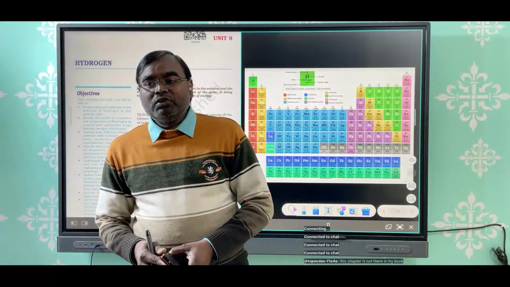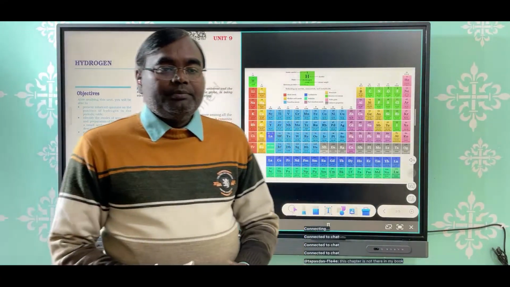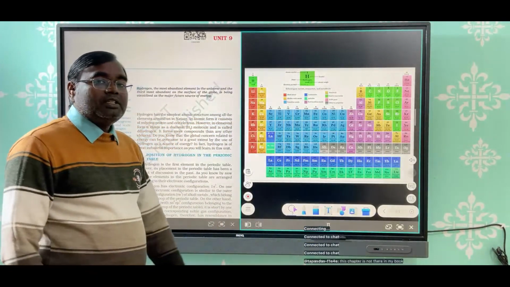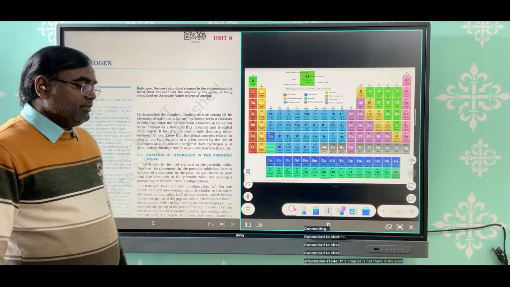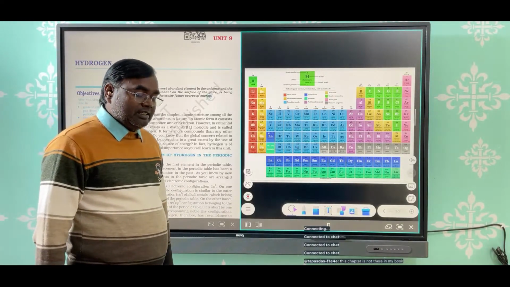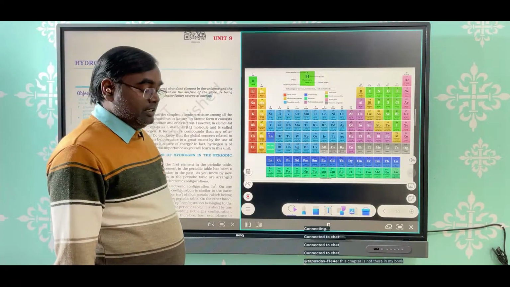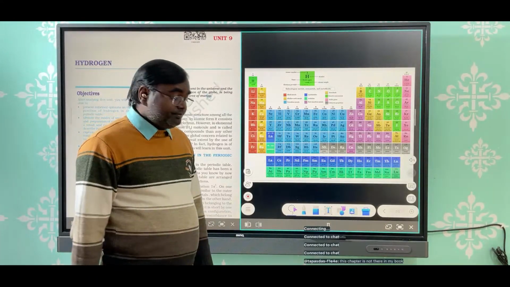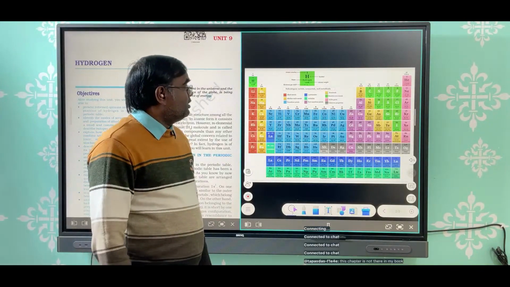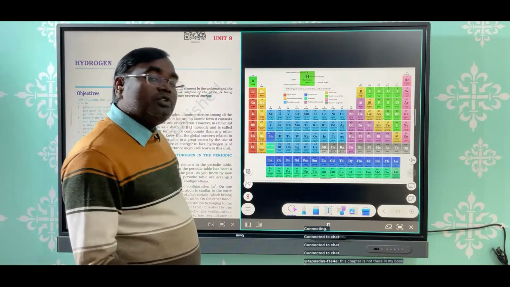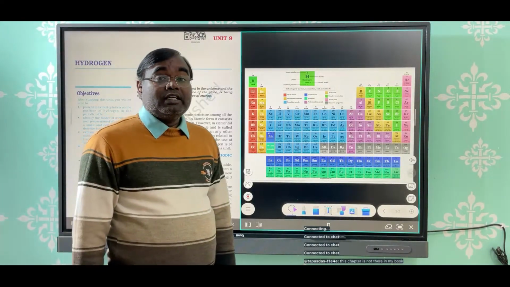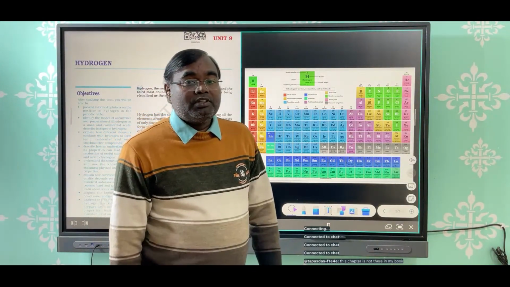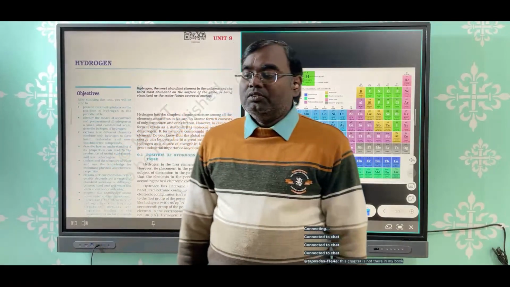So, hydrogen is the element with which we are very familiar from the start of our academic career. From class 5th, 6th, we are taught by our teachers that hydrogen is a gas, which is part of our atmosphere.